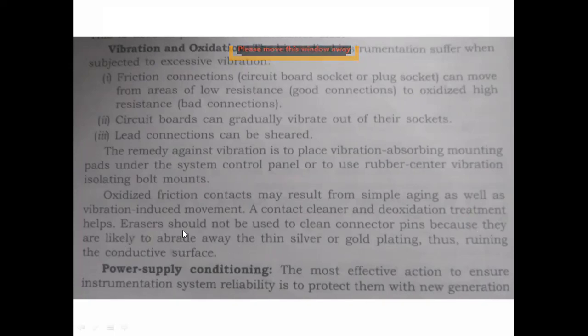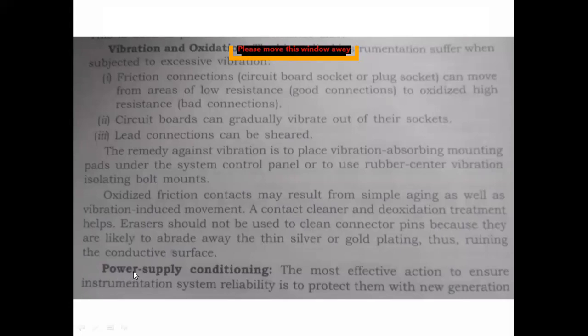Erasers should not be used to clean connector pins because they are likely to abrade away the thin silver or gold plating, thus ruining the conducting surface. So that conducting surface may be lost.